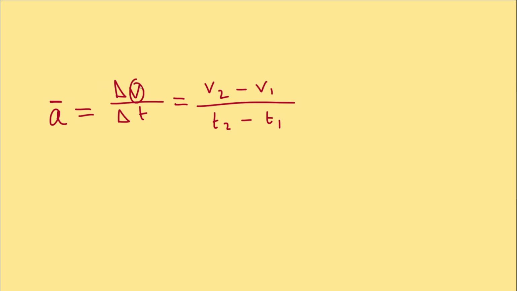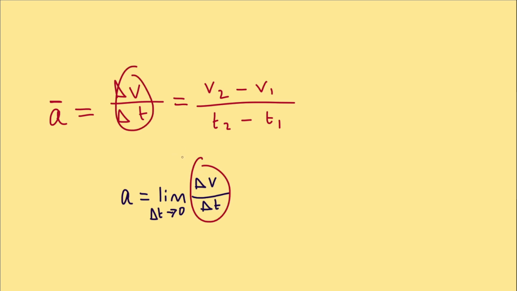Since velocity is a vector, acceleration is also a vector. Now for instantaneous acceleration, which I'm not going to touch on today, because it's basically the same thing as instantaneous velocity. Instantaneous acceleration is A equals limit delta t approaching 0, delta v over delta t. So it's the same thing as up here, but you evaluate it in the limit of delta t approaching 0.